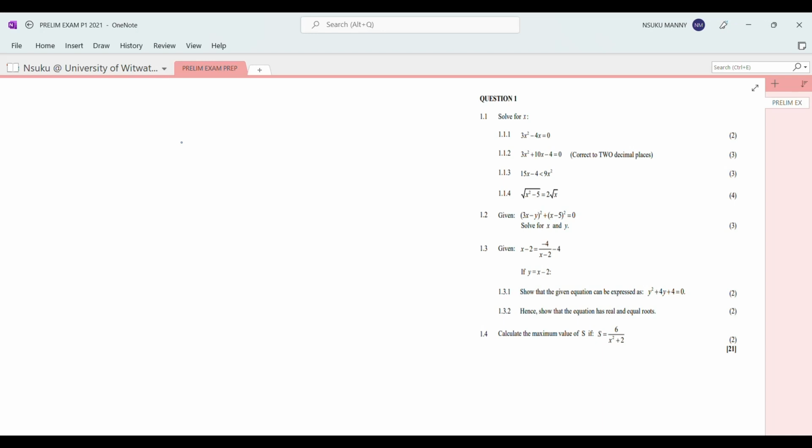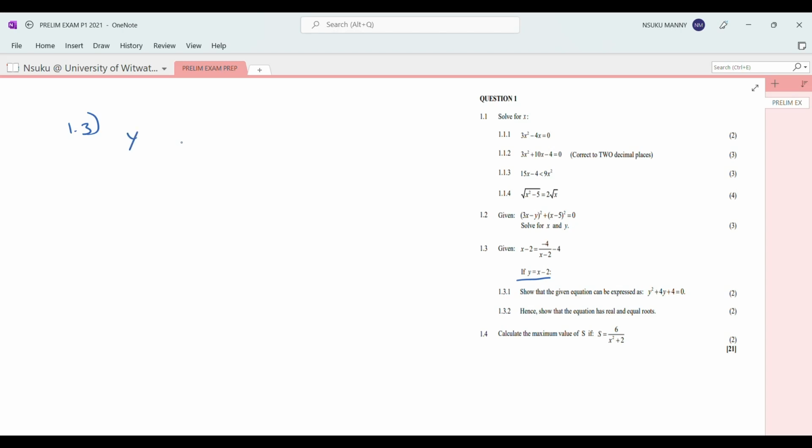Now we're going to jump straight into 1.3. We're given x minus 2 is equal to minus 4 over (x minus 2) minus 4, right? And they say that if y is equal to x minus 2, the following question, 1.3.1, says show that the given equation can be expressed as y squared plus 4y plus 4. This basically says we need to make x minus 2 into y. So wherever there's x minus 2, we're just going to substitute with y.